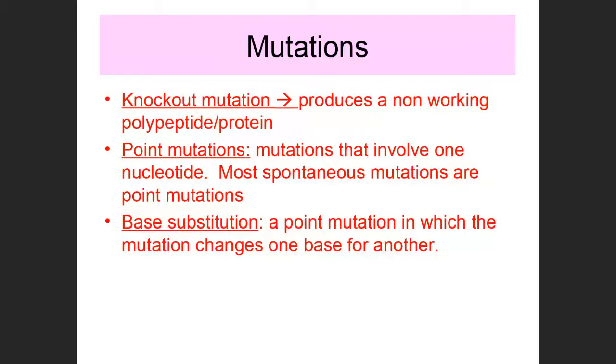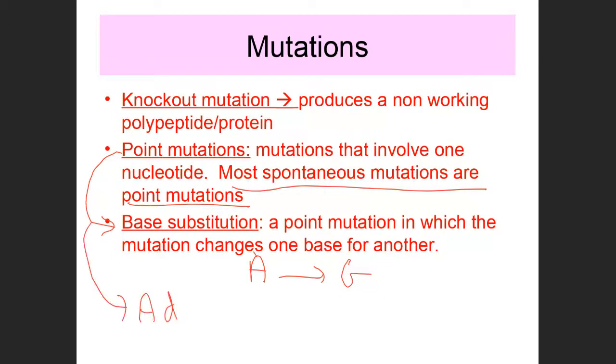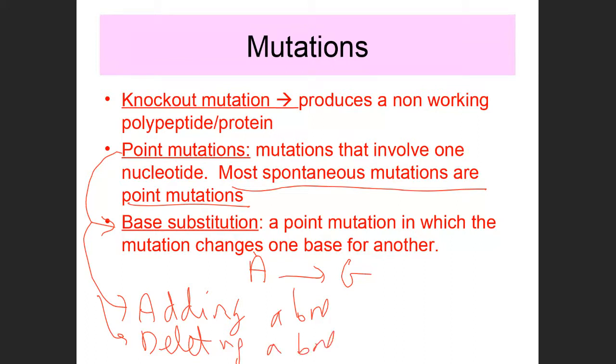Point mutations involve changing one nucleotide. Most spontaneous mutations are point mutations. Base substitution is a point mutation in which one base is substituted by another. So a point mutation could be substituting one base for another, for example substituting an A for a G. A point mutation would also be adding a base or deleting a base. It's a point mutation because it involves one nucleotide. So you add one nucleotide, you delete a nucleotide, that's also a point mutation.